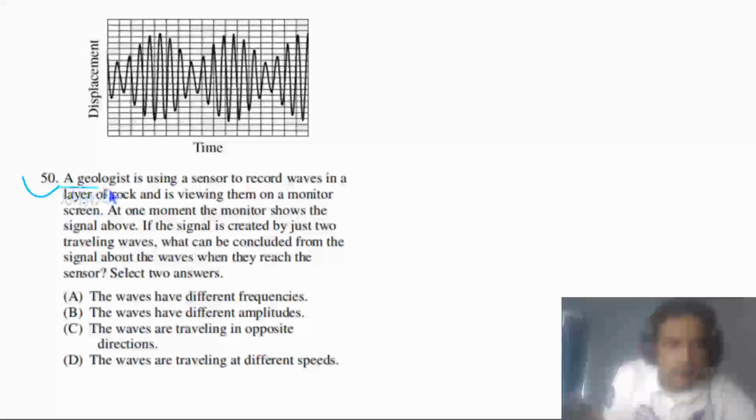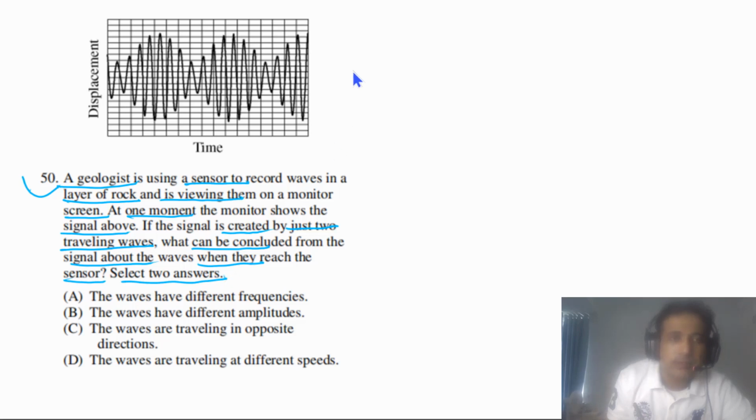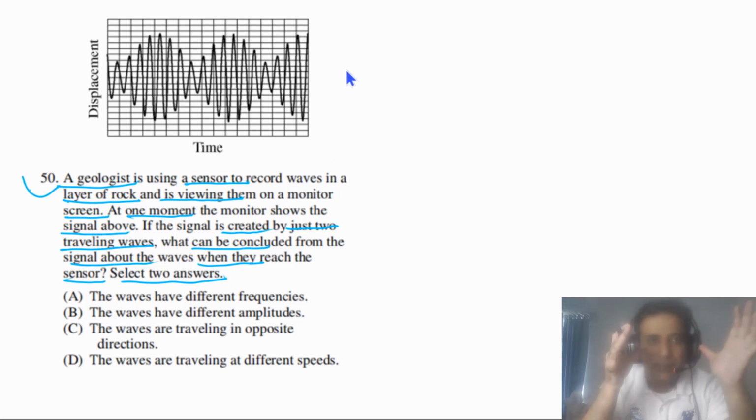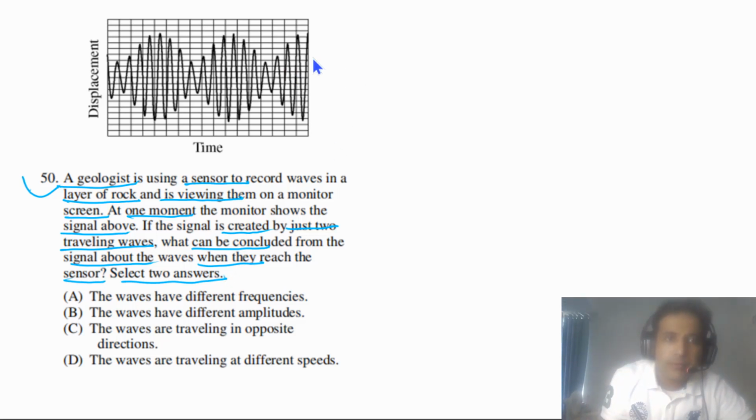Question 50 says a geologist is using a sensor to record waves in a layer of rock and is viewing them on a monitor screen. At one moment the monitor shows the signal above. If the signal is created by just two traveling waves, what can be concluded from the signal about the waves when they reach the sensor? Select two answers. First of all, if we look at this given pattern, this pattern is representing beats.